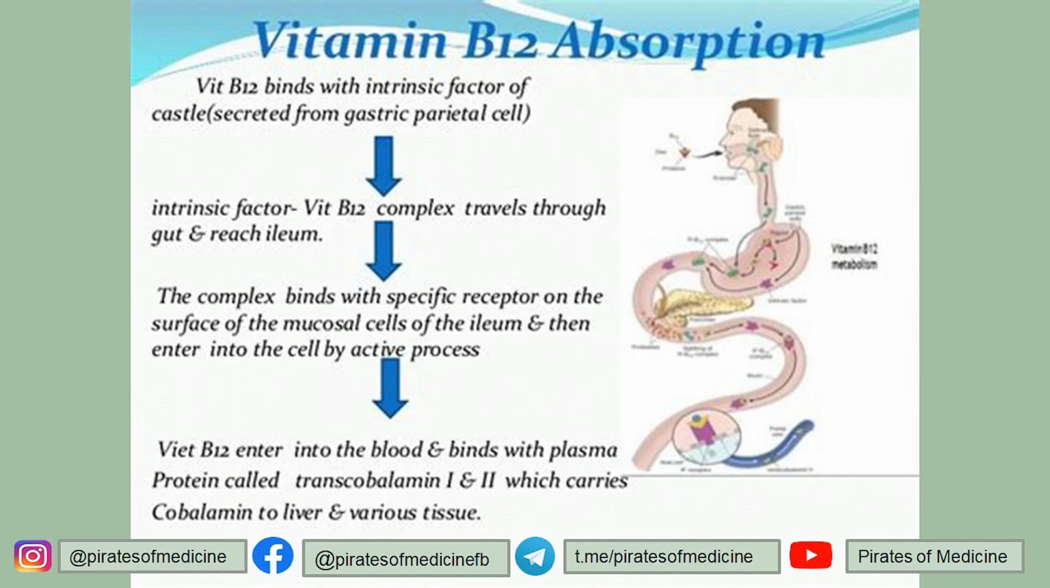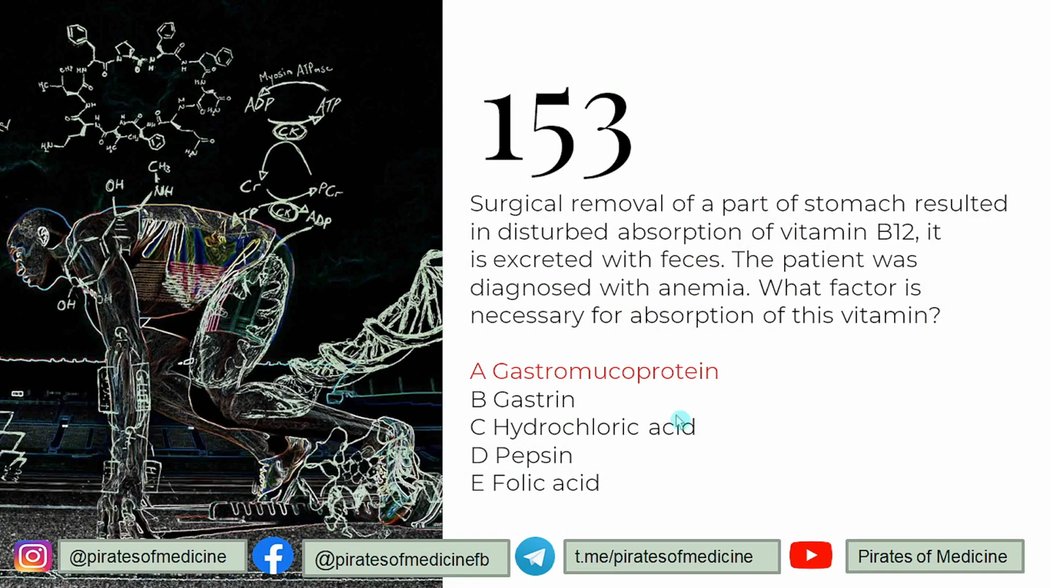So remember, for vitamin B12 absorption, Castle's intrinsic factor is responsible and very much needed. And deficiency of Castle's intrinsic factor can cause anemia, because vitamin B12 is necessary for production of hemoglobin. And remember, Castle's intrinsic factor is a type of gastromucoprotein. So that is why the answer is gastromucoprotein.